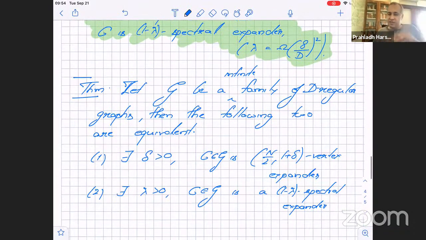Because of this equivalence, it's common practice not to specify whether a graph is a spectral expander or a vertex expander. People will just use the word expander loosely. An expander means all sets of size at most n by 2 do expand by some factor greater than 1, or equivalently that there is a spectral gap and the gap is larger than 0.